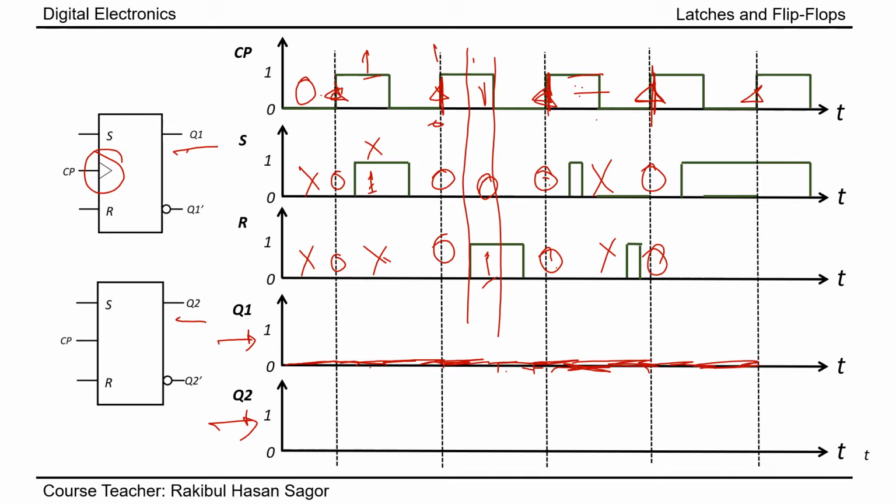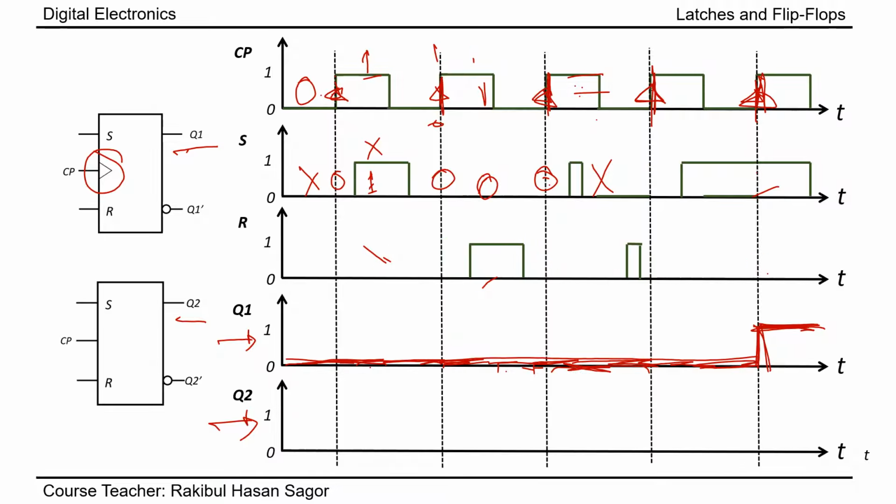Now the next transition, this is the next transition. We can see the value of S is 1 and the value of R equal to 0. During this transition period, the value of S equal to 1 and R equal to 0. S equal to 1 means it's the set condition. So the output will go from 0 to 1. The output will go for the set condition. So this is the output diagram for the first flip-flop, the Q1 output.